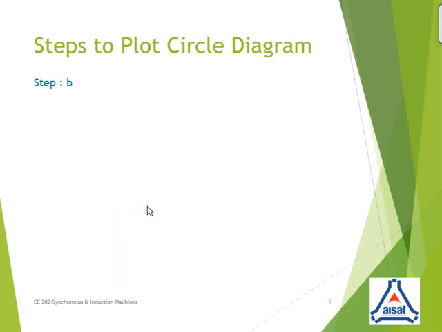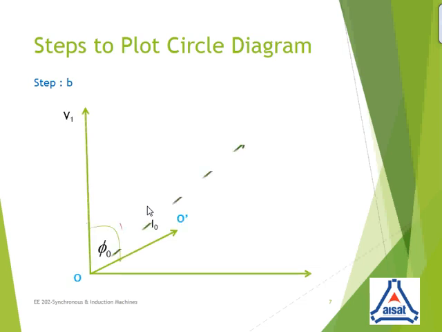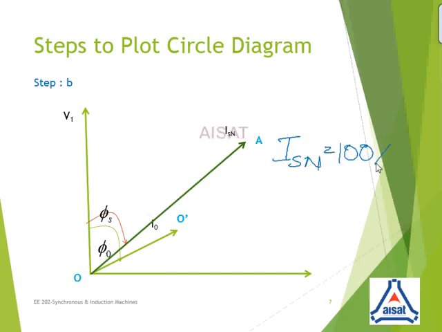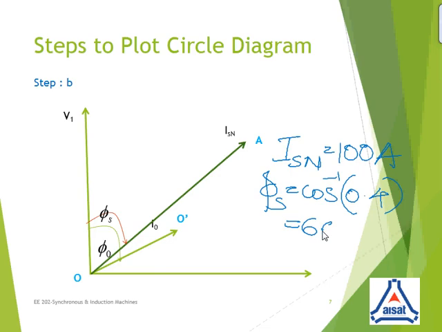Getting into step B. Step B is to plot the next phasor ISN with respect to voltage axis at an angle phi s. So from the block rotor test results, we have got your ISN value as 100 amps, and your phi s value is nothing but cos inverse of the block rotor power factor value, which is nothing but 0.4, which will amount to some 66.5 degree.